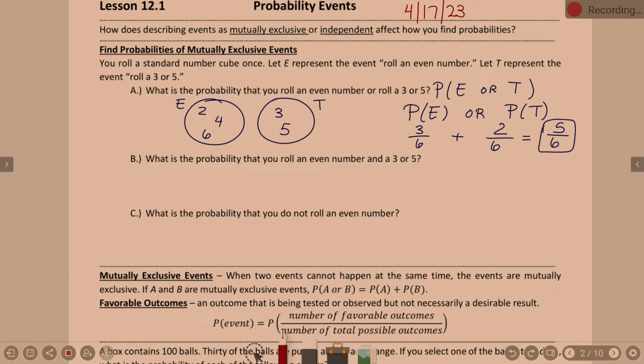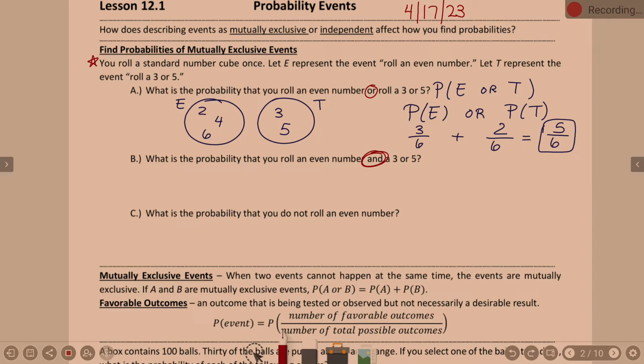Now we're asking what is the probability you roll an even number and a 3 or 5. Last time what was the word? Or. This time it's and. What does that one little word do? It's not the same.